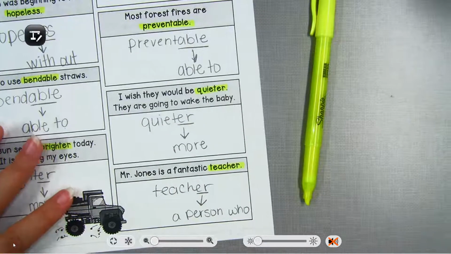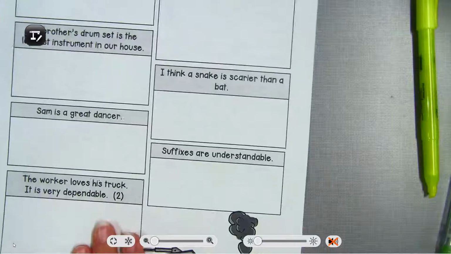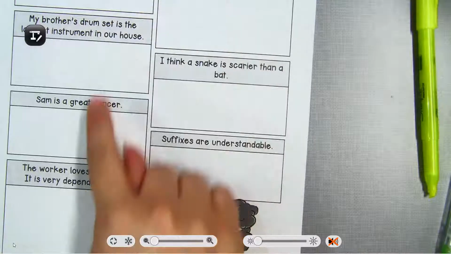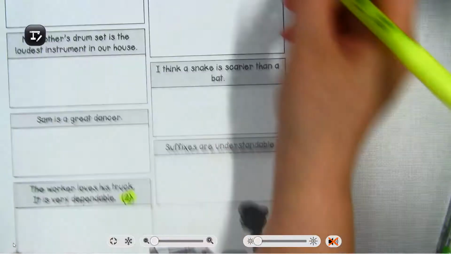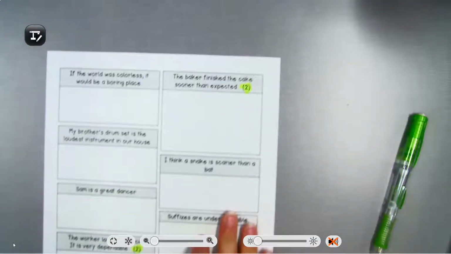Oh, you can't see that. A person who teaches. All right, so your job is to do the back exactly like I did. You have 1, 2, 3, 4, 5, 6, 7. Now this one right here has a 2 and a 2, which means you're going to find 2 words in there that are suffixes.